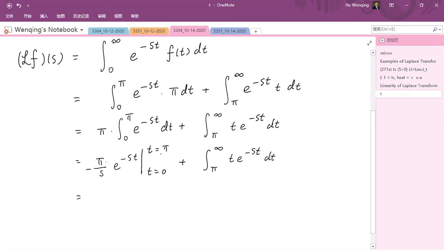Now, therefore, evaluating at t equal to pi, you're going to have minus pi over s times e to the minus s pi. And when t is equal to 0, it's equal to plus pi over s. Is that good, everybody?